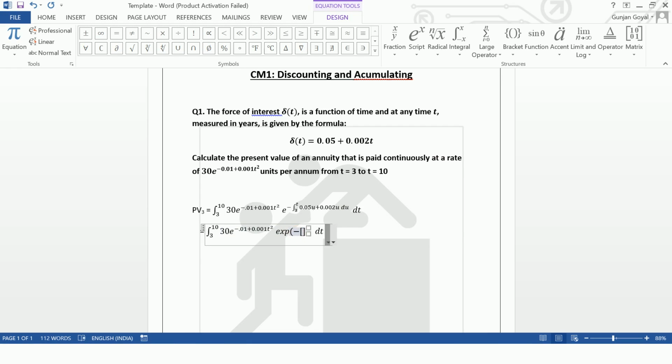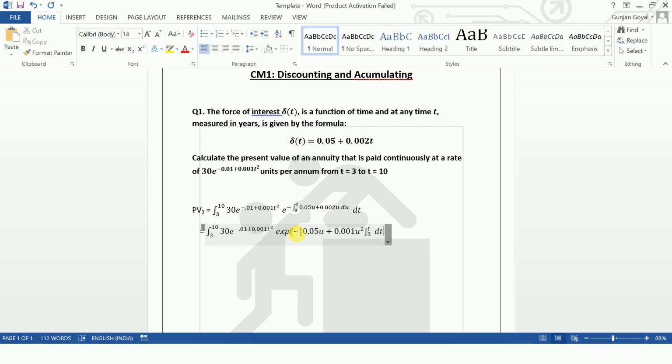Okay, put your equation 0.05u plus 0.001u squared, and then your limits from 3 to t, dt. Okay, so this is my first part which I have solved. This is entirely in the e to the power thing with a minus, and your brackets close here.